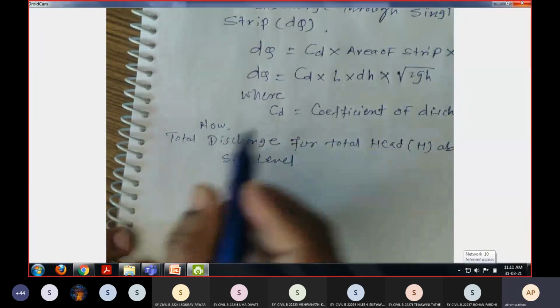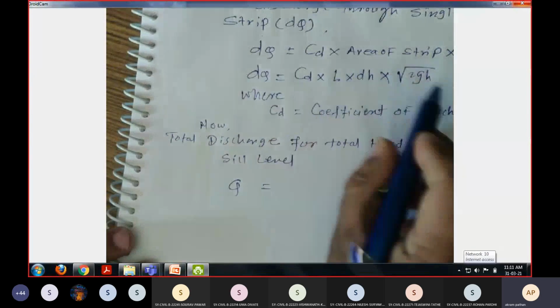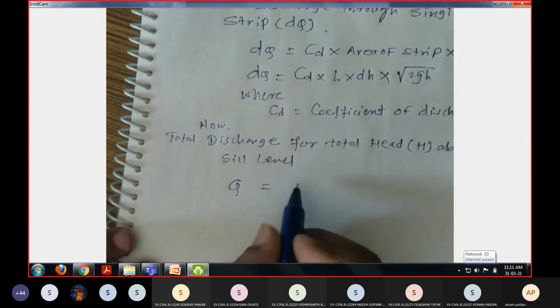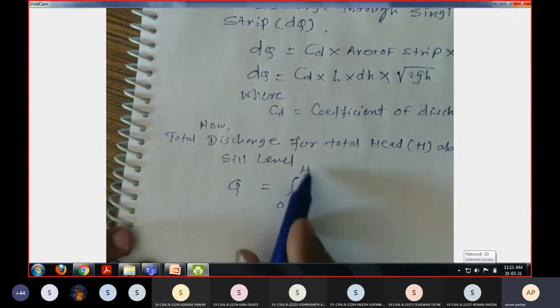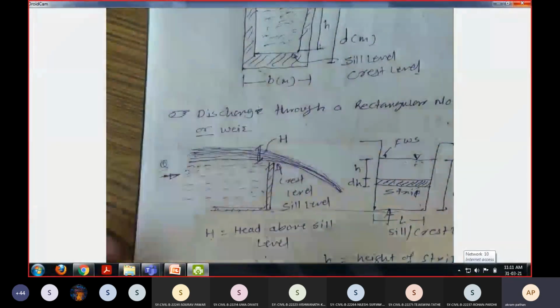Okay, total discharge. This is the single discharge, okay, through the single stream. So integration of 0 to h. What is this 0 to h? Remember, integration of 0 to h.